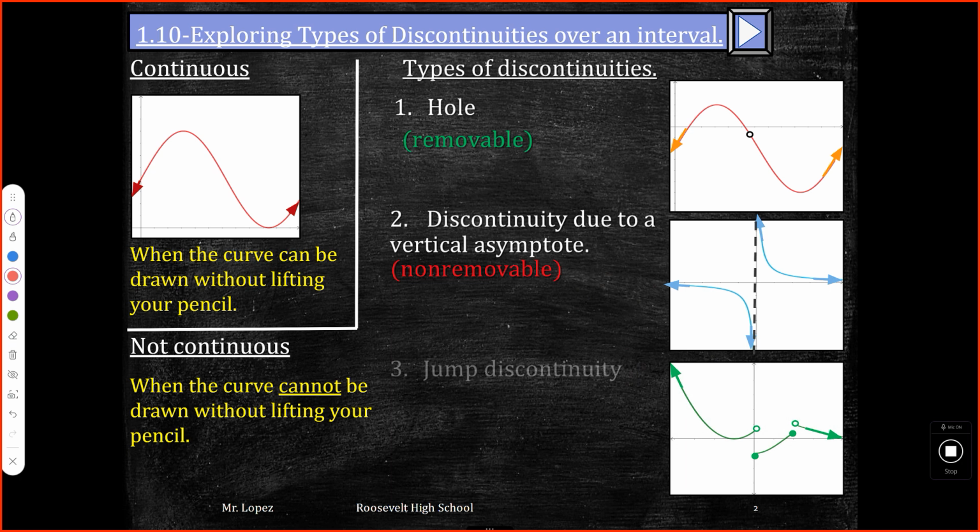Type 3 is a jump discontinuity, when you have a function where the limit from the left at 0 is this number here, and the limit from the right getting to 0 is this one here. This is called a jump discontinuity. There's another jump discontinuity here. There's a gap in between there. So we have 2 jump discontinuities here, one here and one here. And those are not fixable either.